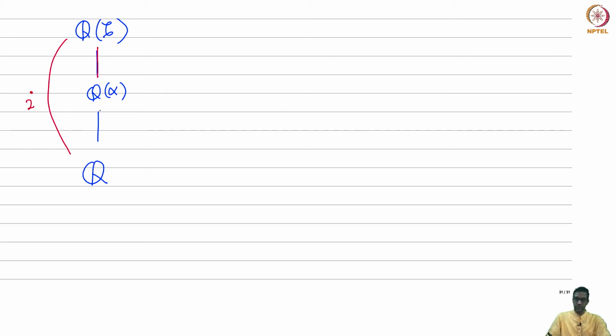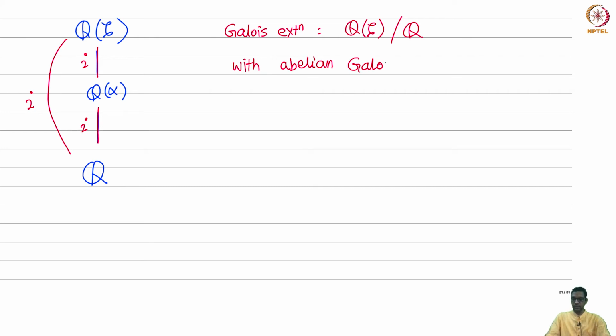Therefore, each of these must also divide it, must also be of the form 2 power something. Now, what else did we know? We know that this is a Galois extension. Q zeta over Q is a Galois extension. But we actually know something more, with abelian Galois group. We already proved this. It's just the group of units of the ring Z mod nZ. So it's got an abelian Galois group G.